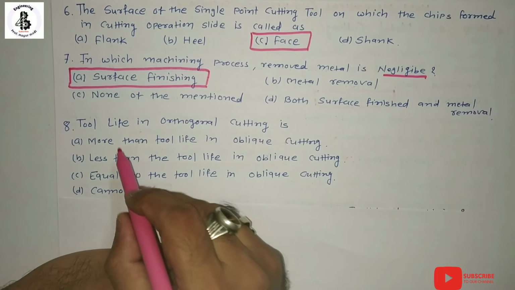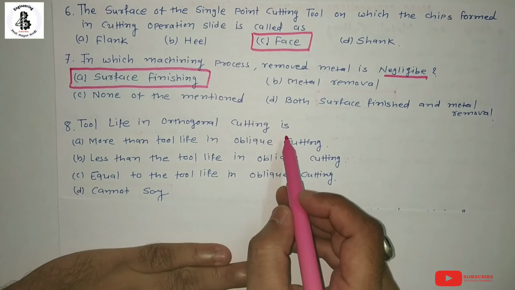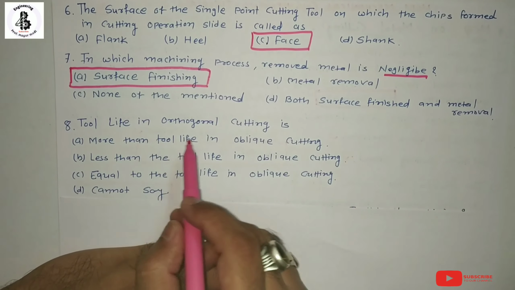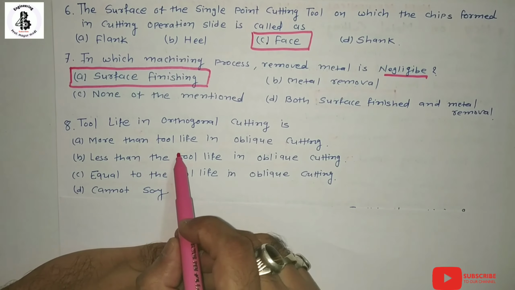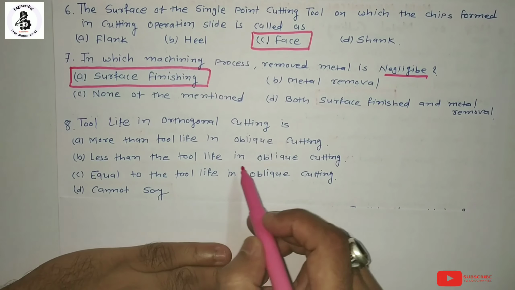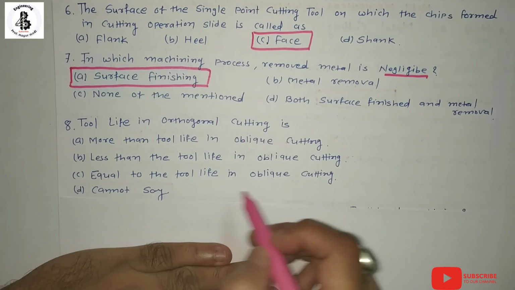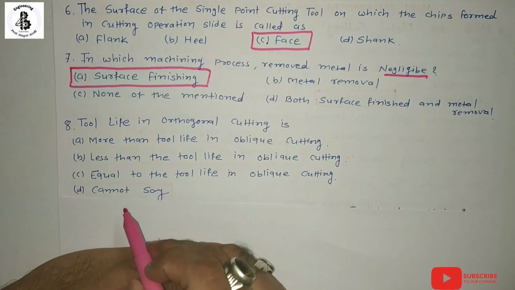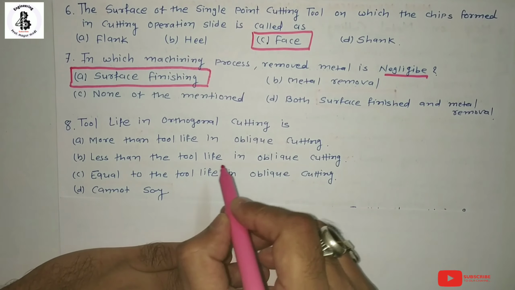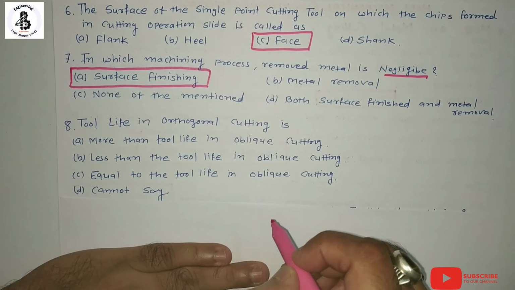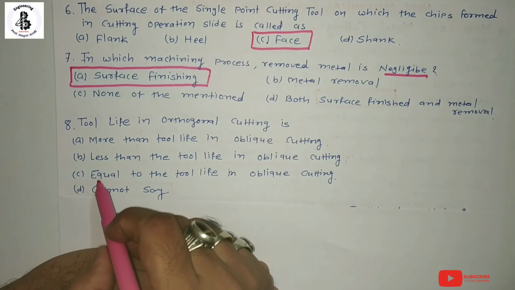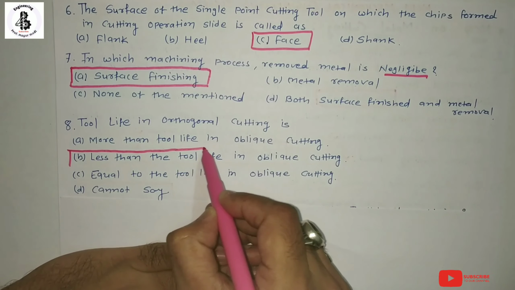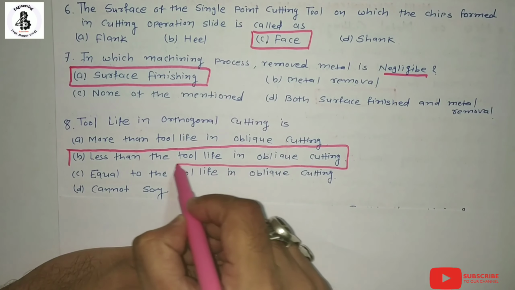Then next, tool life in orthogonal cutting is. Basically this theory will also be in my description for more details. The options are: more than the tool life in oblique cutting, less than the tool life in oblique cutting, equal to the tool life in oblique cutting, and cannot say. Basically, in orthogonal cutting the tool life is less as compared to oblique cutting. So according to this theory, the answer is B: tool life in orthogonal cutting is less than the tool life in oblique cutting.